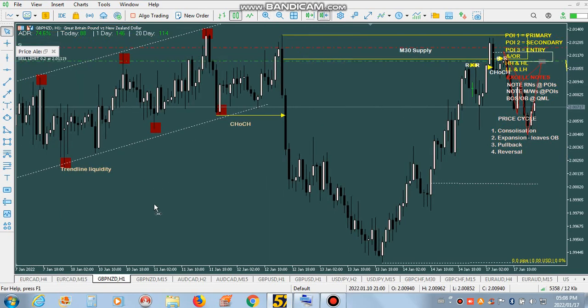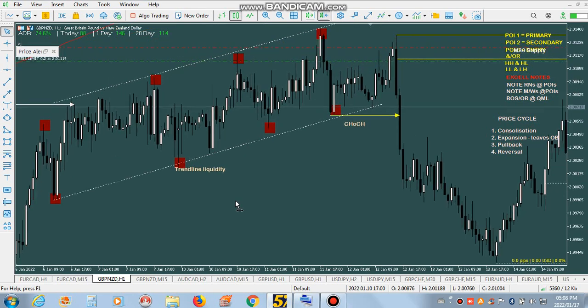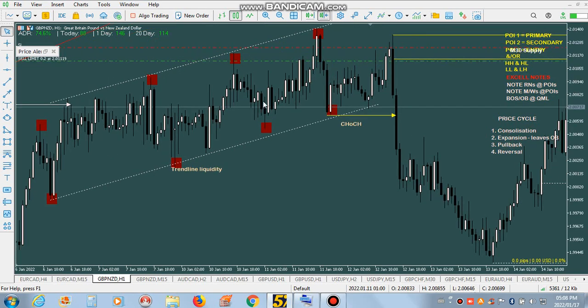These are the higher highs and these are the higher lows. Higher high, higher low, higher high, higher low. And what happened at this point in time? I was expecting a higher high, but instead of getting a higher high, price broke below this higher low. And what do we call this? We call it the change of character.